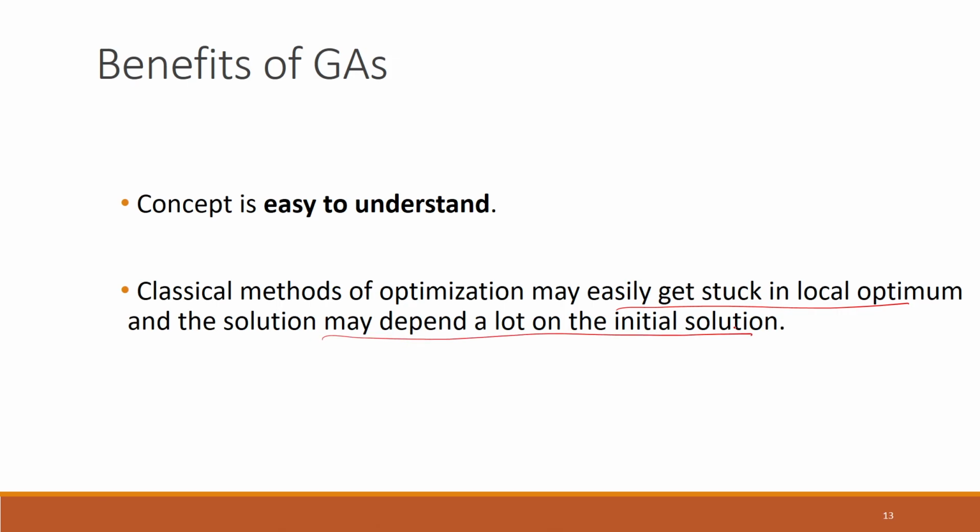Okay, so what do we mean by this? So there are various methods for solving different optimization problems. There are some methods that usually start with an initial solution, then in some way they go to the next solution, then the next solution, and so on.